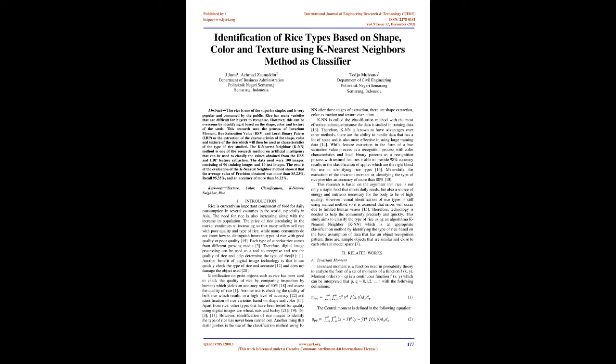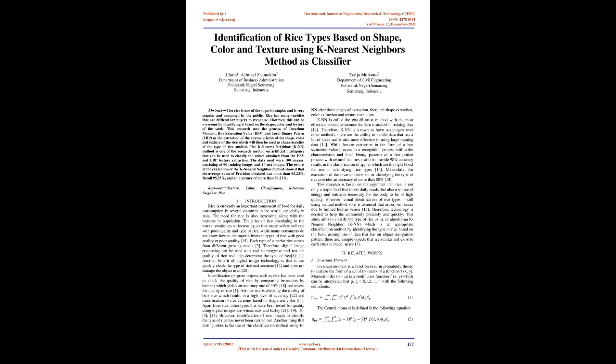Therefore, digital image processing can be used as a tool to recognize and test the quality of rice and help determine the type of rice. Another benefit of digital image technology is that it can check the type of rice quickly and accurately, and does not damage the object used. Identification on grain objects such as rice has been used to check the quality of rice by comparing inspection by humans, which yields an accuracy rate of 90%.